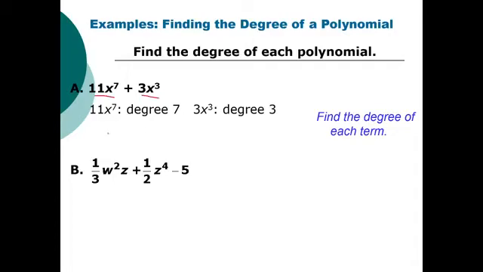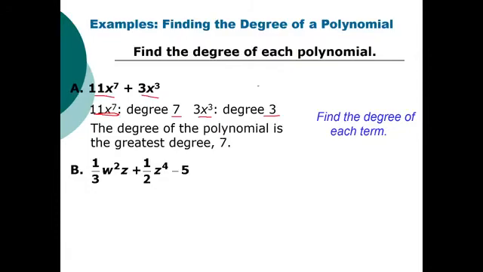There you have it. The degree of the first term is 7. The degree of the second term is 3. And what is the highest degree there? The highest degree is 7. Therefore, the degree of this polynomial is 7.